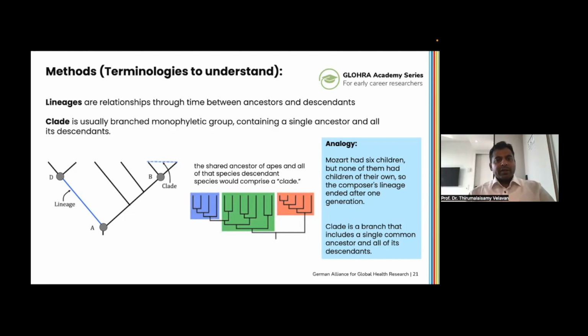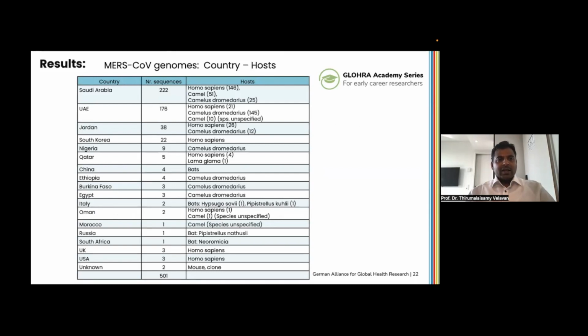Let's move on to the results. We looked at 501 of the 728 sequences, which are the full-length genomes of MERS-CoV. As you may see, most of the sequences come from the Saudi Arabian Peninsula, but also from the United Arab Emirates, partially from Jordan and the South Korean clusters, and other samples also come from zoonotic origins, such as the Camelus dromedarius species.